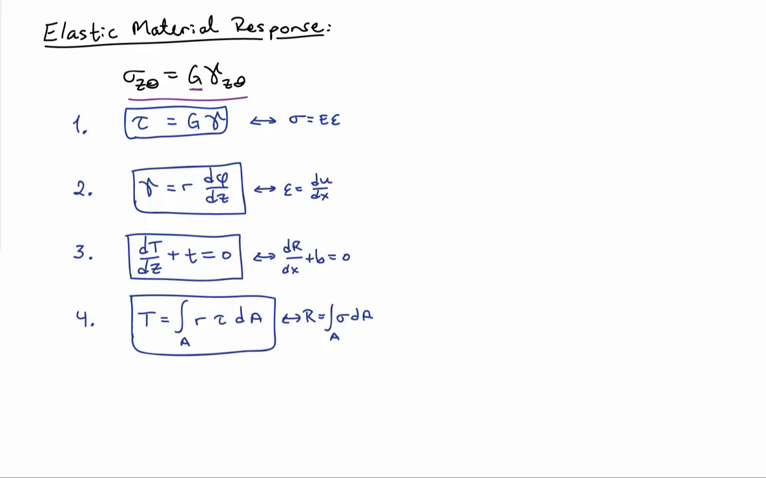So if we list it all out, our first equation is our constitutive relation. We have our kinematic relationship, which says gamma is equal to r d phi dz. We have the equilibrium equation, dT dz plus little t equals 0. And we have the connection between the resultant torque, capital T, and the shear stresses, which is the integral over the cross-sectional area of r tau dA. So this gives us our complete theory.